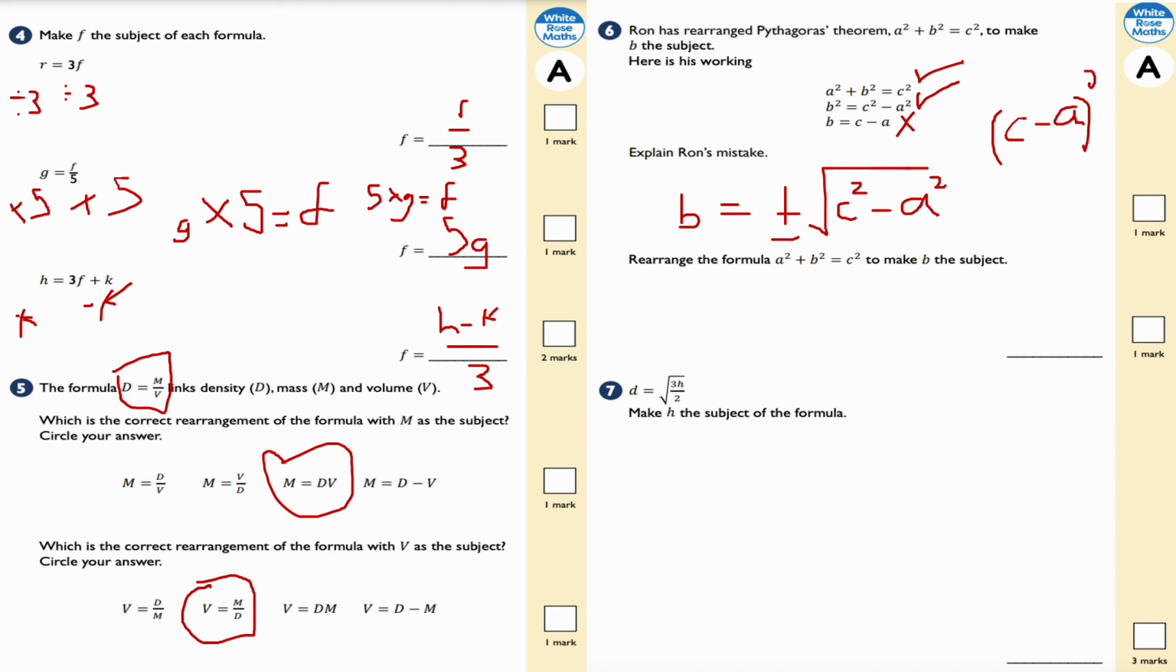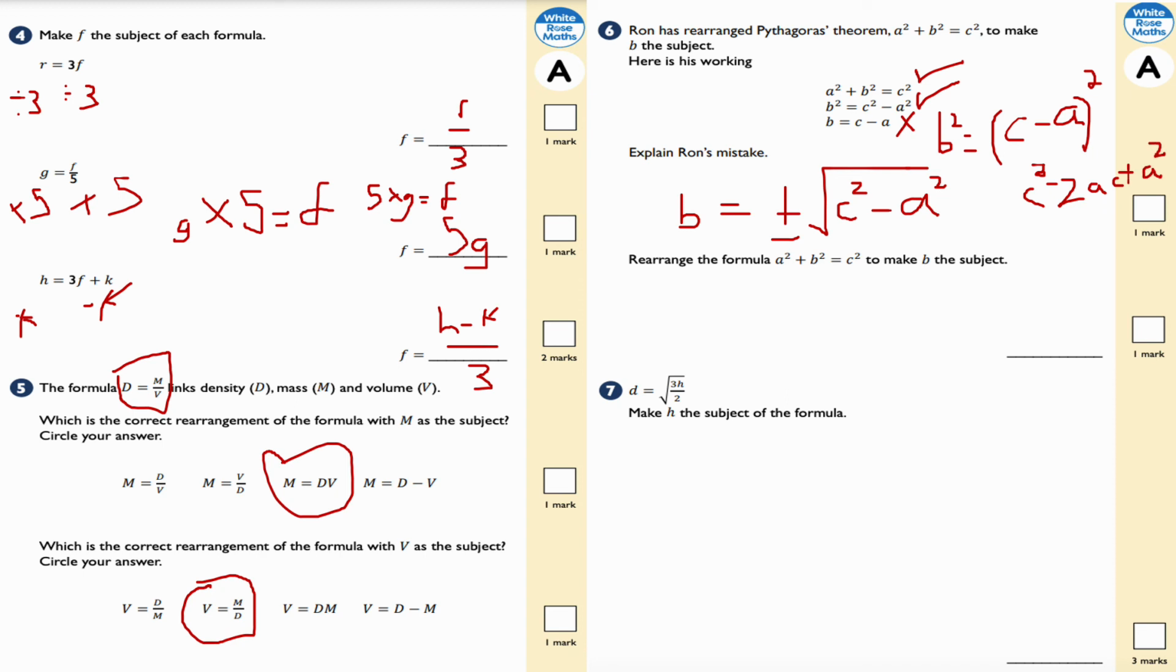In fact, I get c squared minus 2ac plus a squared, which is not the same as c squared minus a squared. So that's another way of checking your answer by working backwards, if you expand that. So if I went from here to here and said that b squared equals c minus a squared, that's not the same as c squared minus a squared.